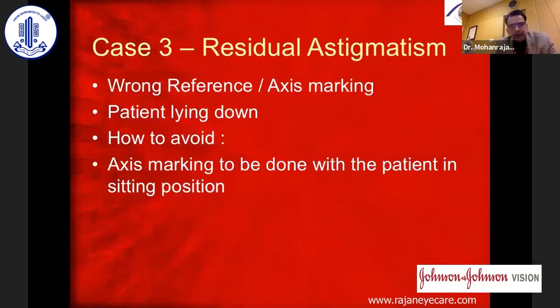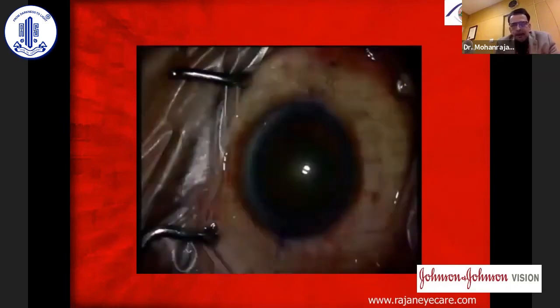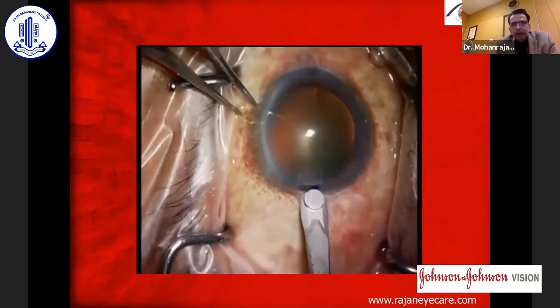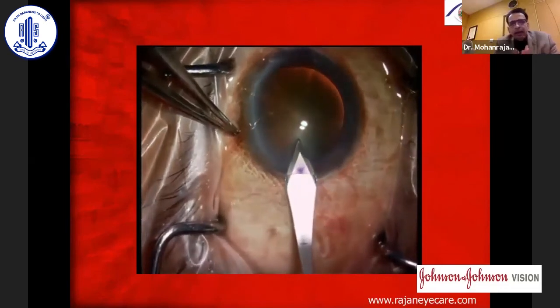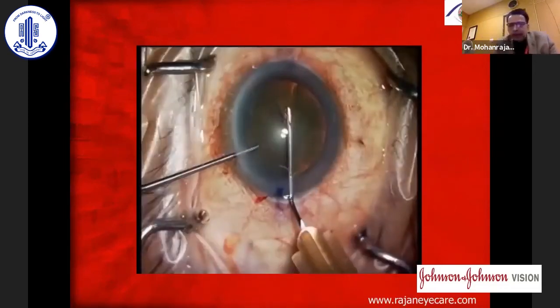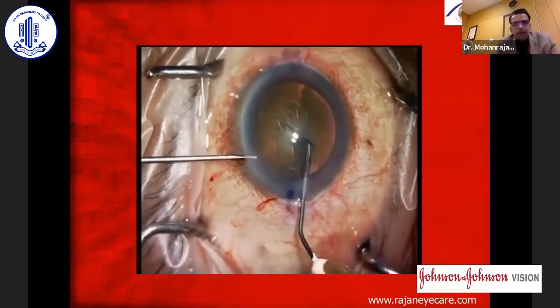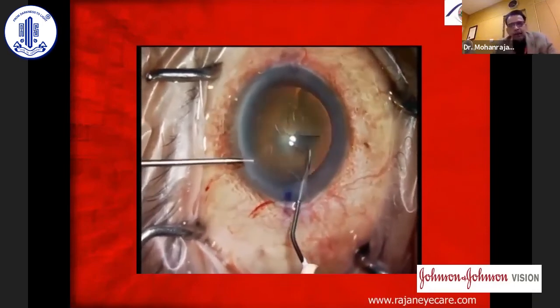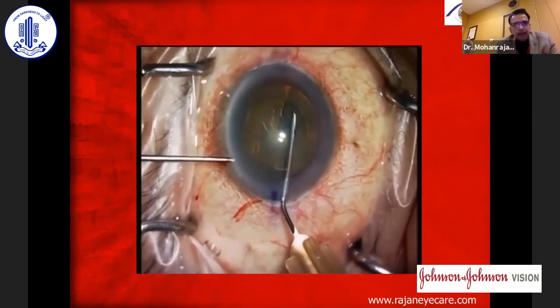Residual astigmatism: I think Maipal has emphasized this very important point. The patient was lying down. To avoid this, axis marking should always be done with the patient in the sitting position. In this particular patient, the Callisto did not work. The Callisto is a markerless system which I use, so I did the marking when the patient was lying down. When the Callisto does not work, it's a good idea to make the patient sit up and do the marking again, because that will take care of the problem to a large extent. The residual astigmatism was probably because of the supine position and the wrong marking as well.